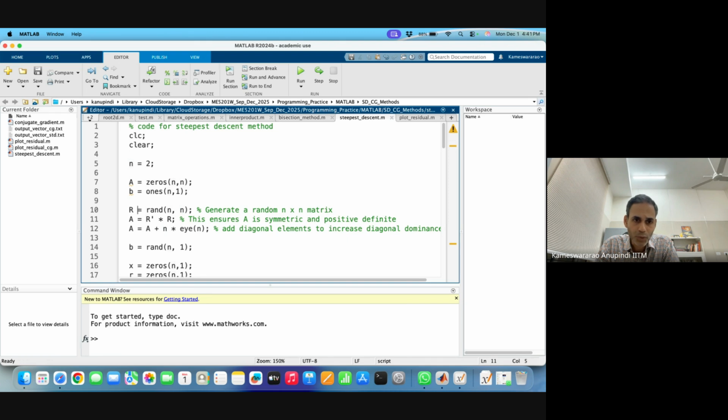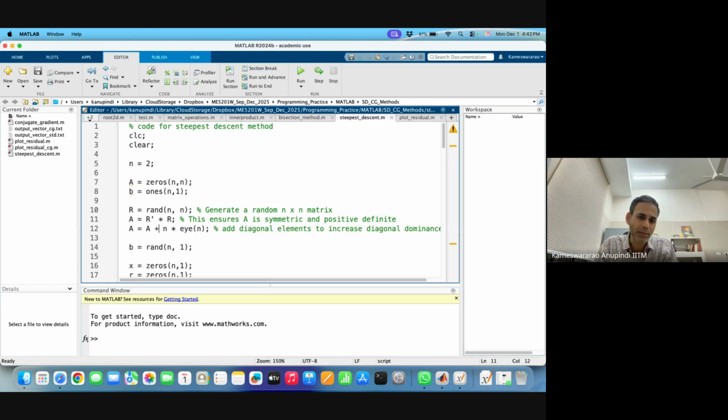Essentially we want to build a symmetric positive definite matrix for any size that we take, for example 2 by 2, 10 by 10, or 1000 by 1000. We always want to ensure that this A matrix is symmetric and positive definite, and then we take some B right-hand side, and hopefully there is some solution. So first I generated a random matrix. Random of n will generate an n by n matrix with random numbers. If I multiply that random matrix R with R transpose, that gives me a symmetric and positive definite matrix.